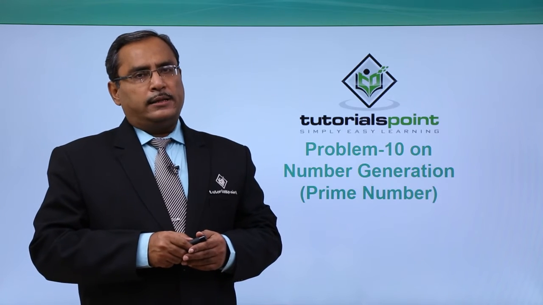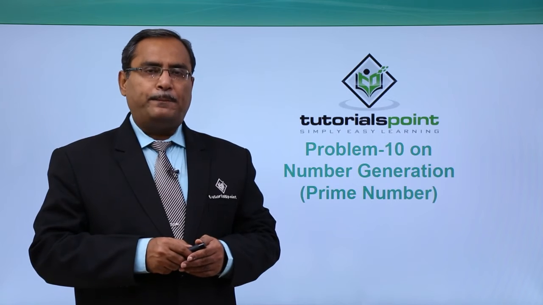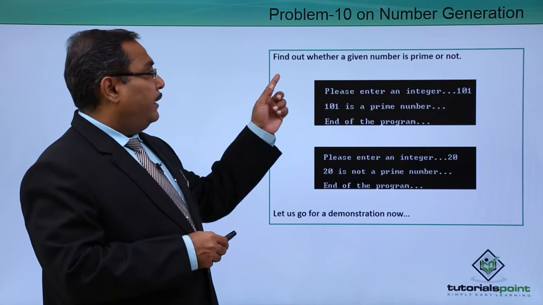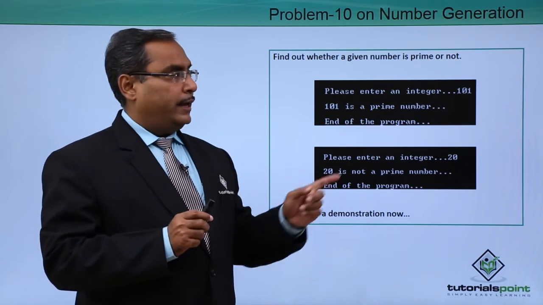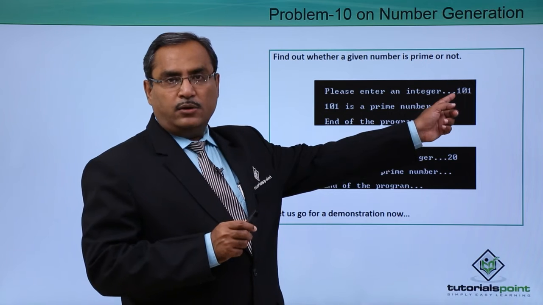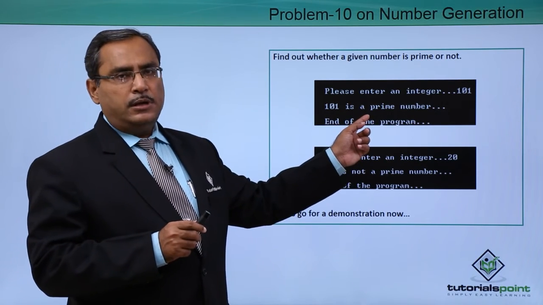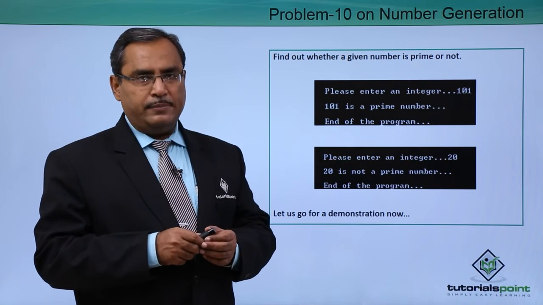We are going to solve another problem on number generation. Here the number will be the prime number. So here is the problem for us: find out whether a given number is prime or not. If you give a number like 101, then the output will be it is a prime number. But if you give a number say 20, then the output will be it is not a prime number.